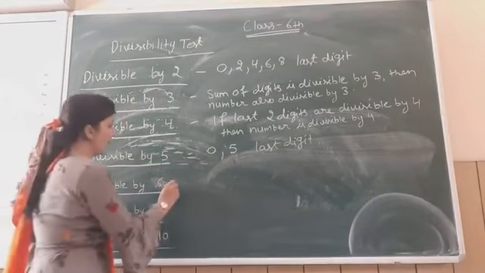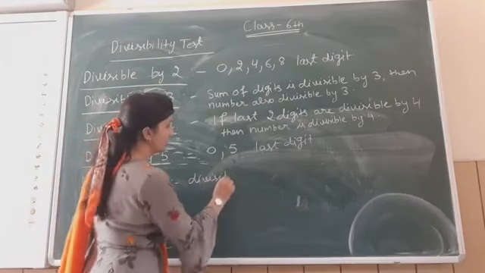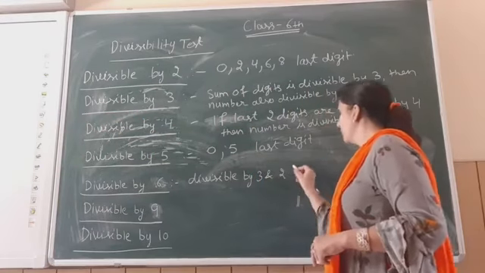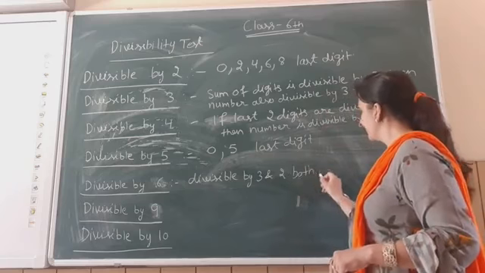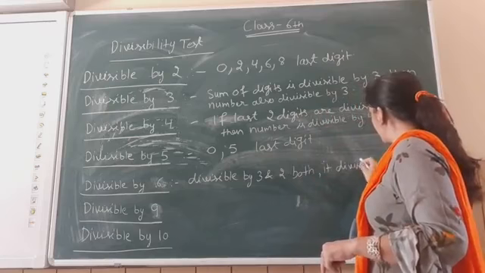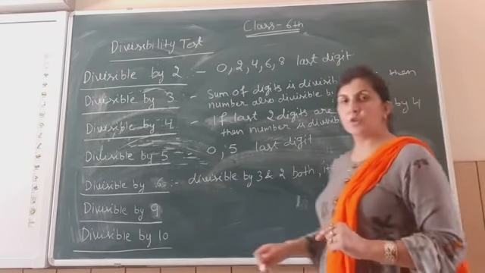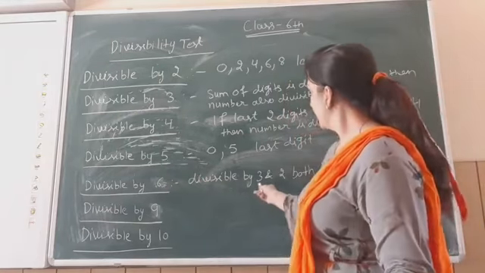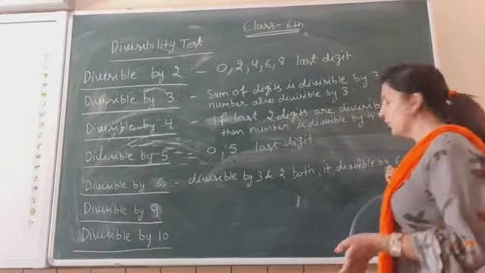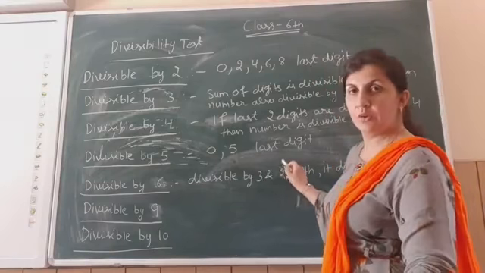Next is divisibility by 6. If a number is divisible by 3 and 2 both, then the number will also be divisible by 6, because 3 multiplied by 2 is equal to 6.